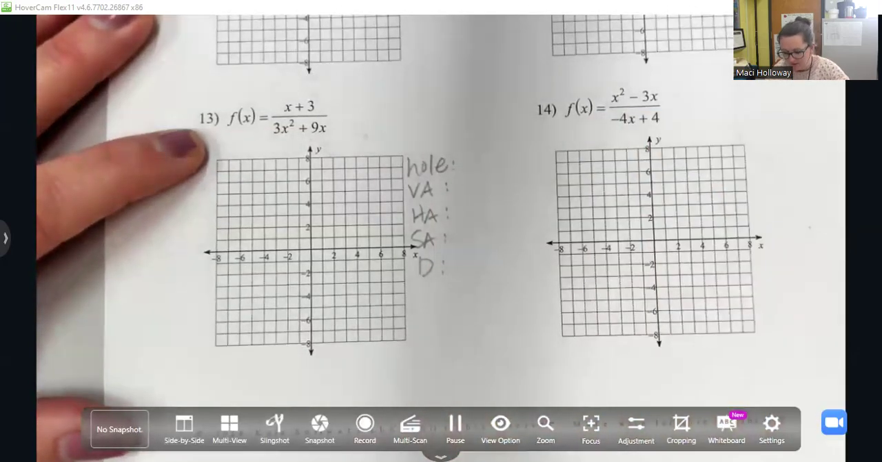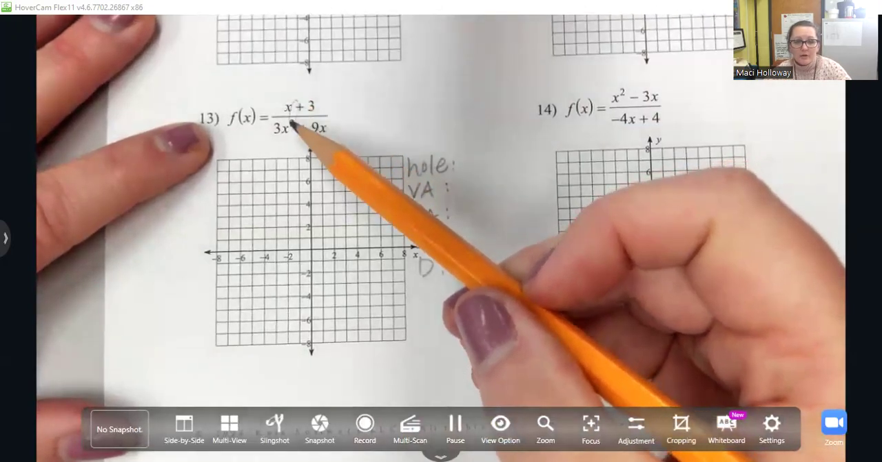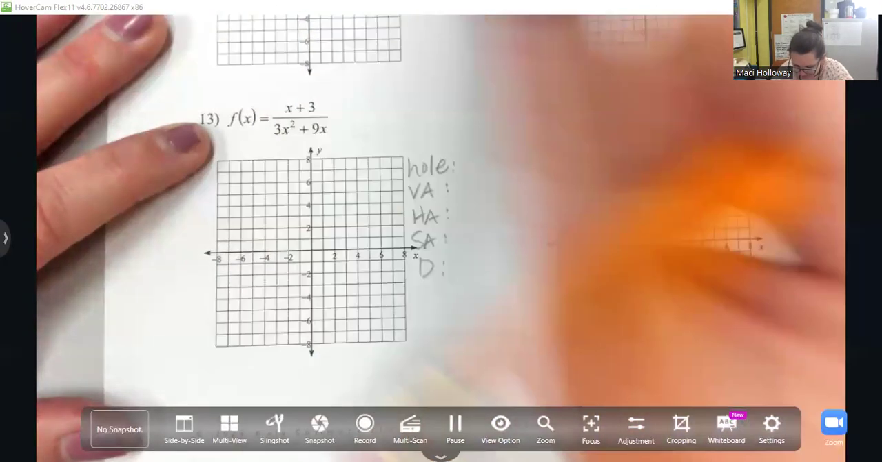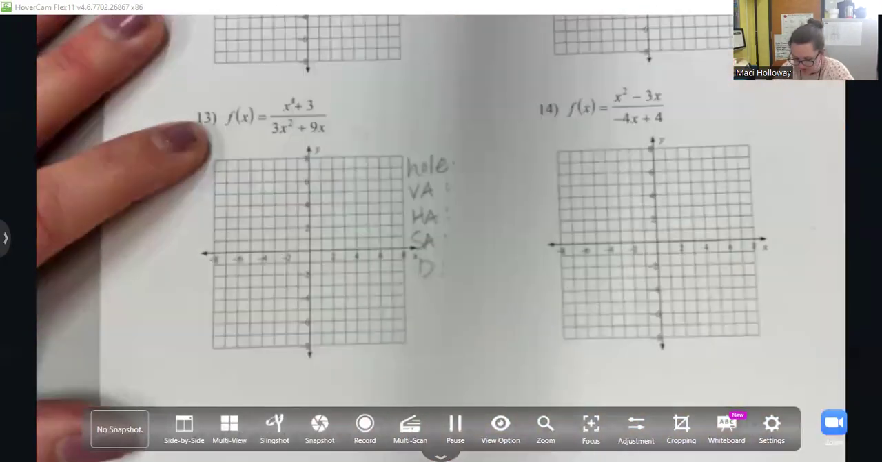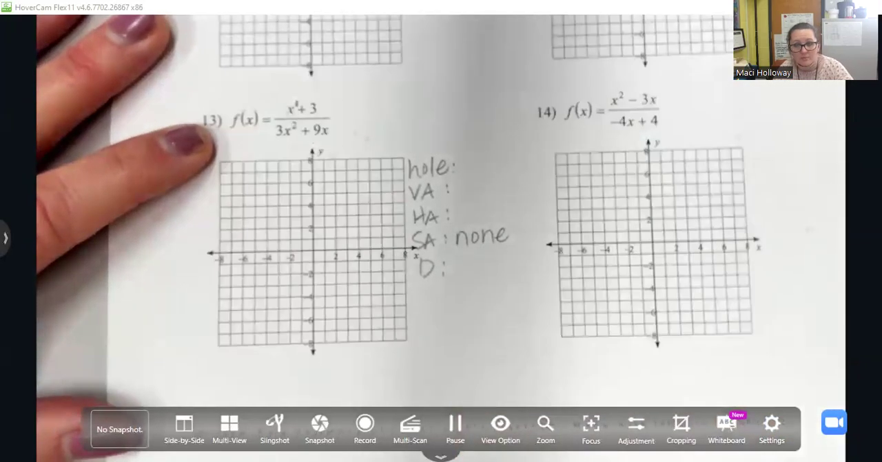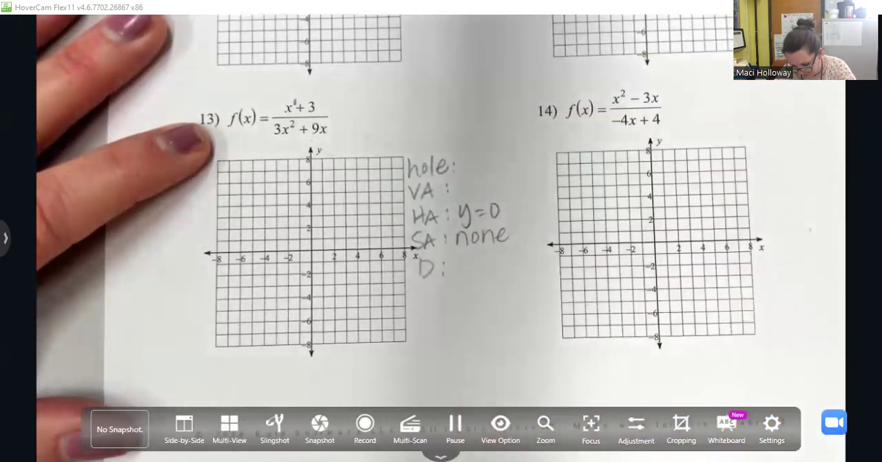So let's look at our degrees here. That'll help us determine whether we have a horizontal or a slant asymptote. Your degree has to be one number greater on the top. And it's not, it's a 1 on the top and a 2 on the bottom. So there is no slant asymptote. There is a horizontal asymptote because when it's bigger on bottom, it's 0. So y equals 0.